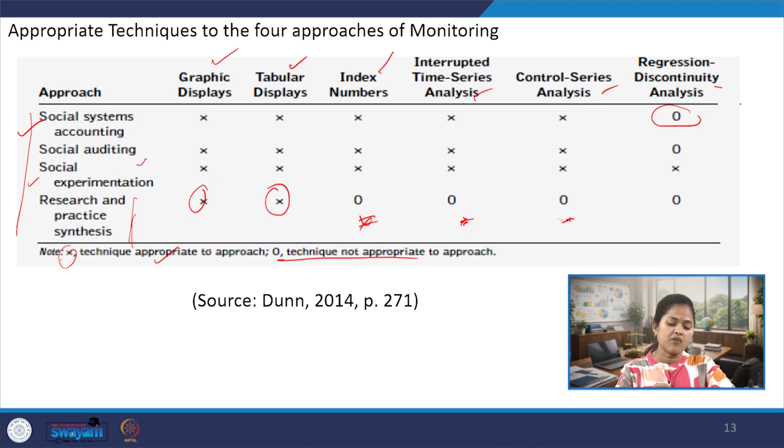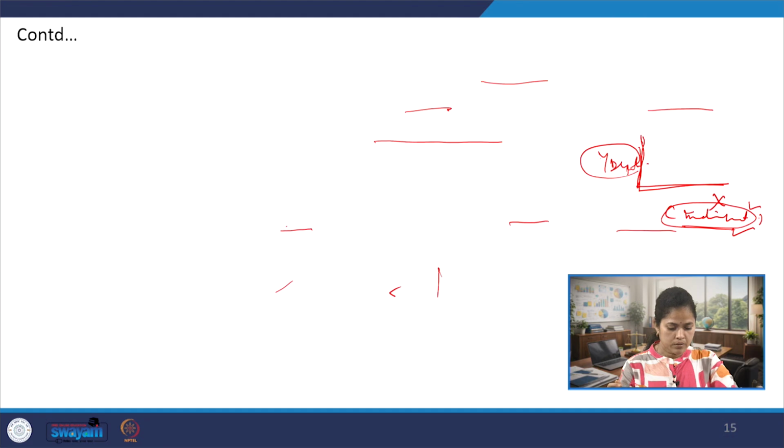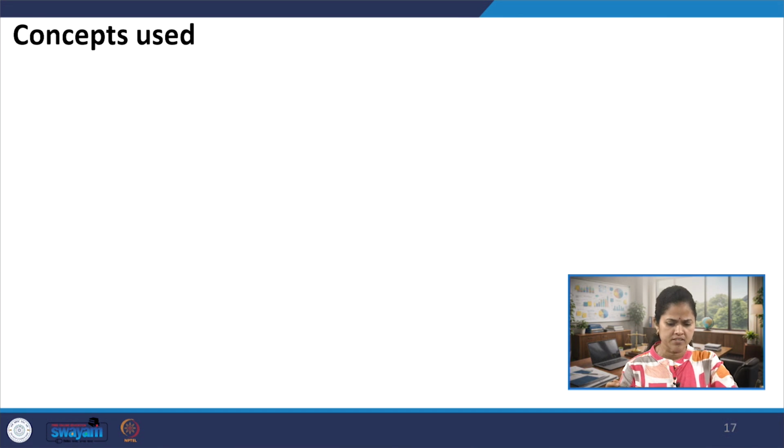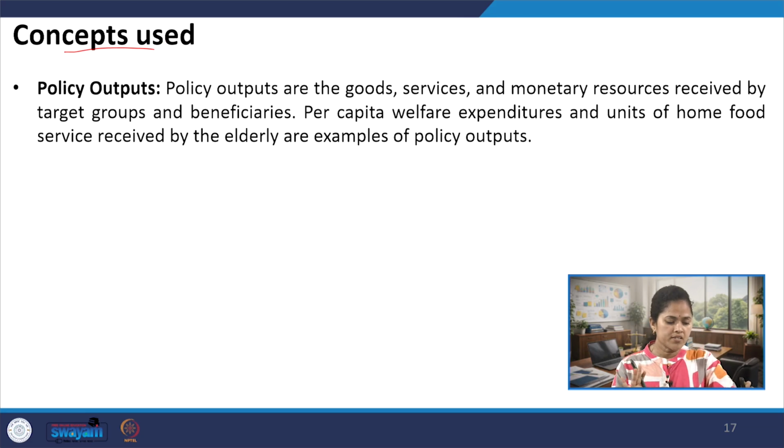Apart from graphic display, we can find tabular display, index numbers, time series, control series analysis, and also regression discontinuity analysis as techniques that can be used for policy monitoring. Okay, so lastly, we will be discussing the major concepts that are used in policy monitoring. The major concepts we use in policy monitoring fall into four categories, I would say.